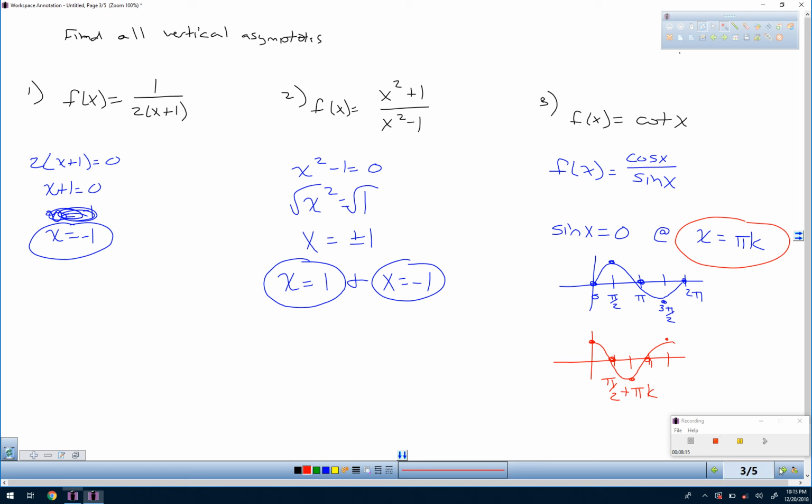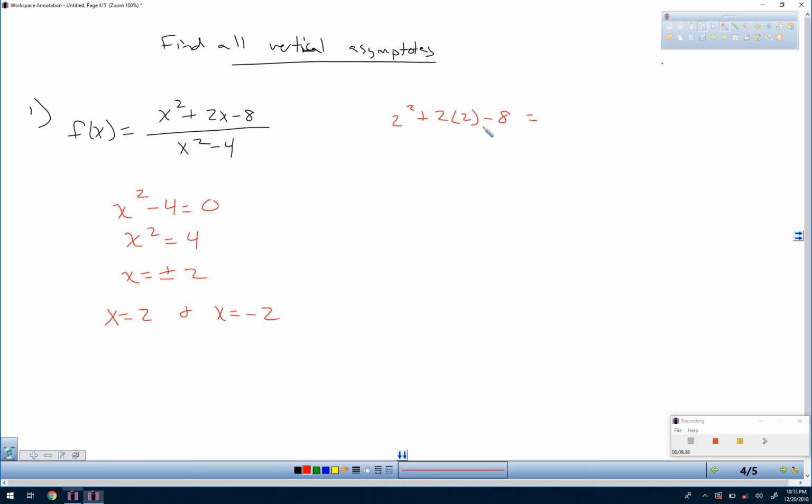So let's test out the first one. If you plug in positive 2, you get 4 plus 4, which is 8. 8 minus 8 is 0. Whoa. So this one is not a vertical asymptote. It is actually what we call a removable discontinuity.